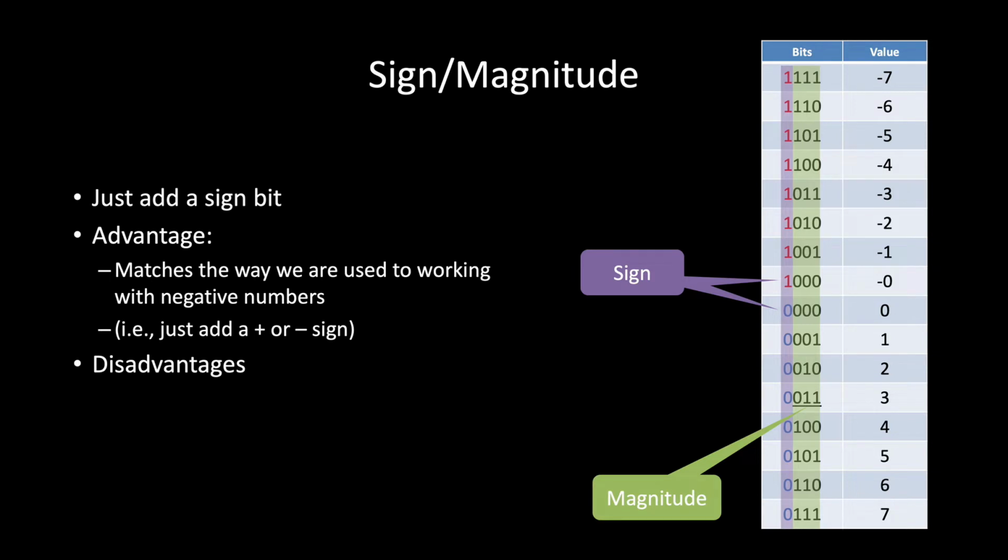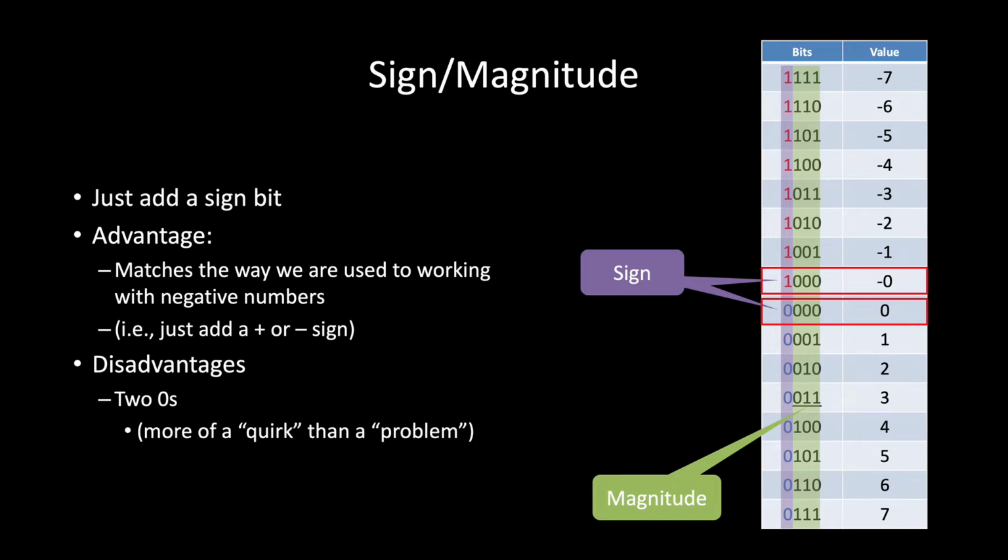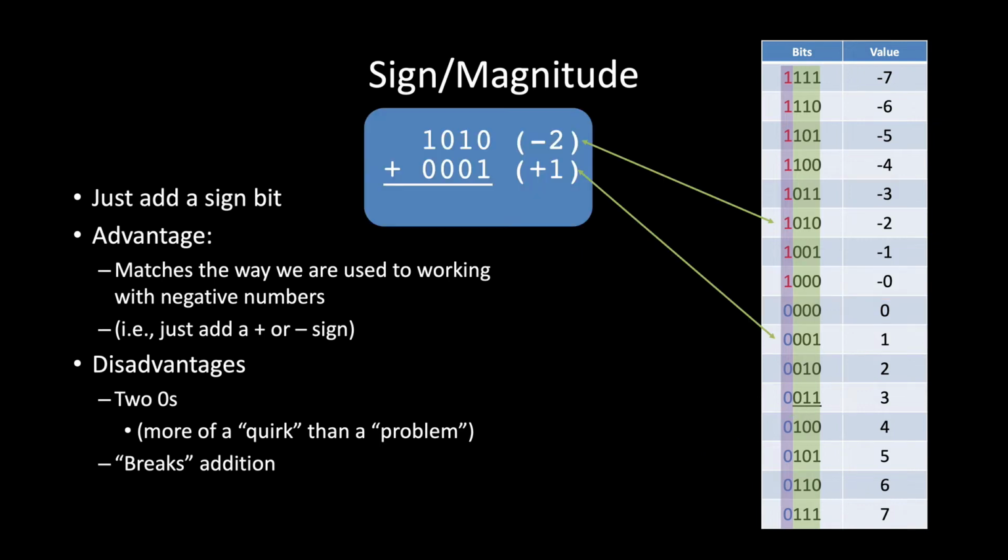The first thing most people notice is that there are 2 bit patterns that both represent 0. In my opinion, this is more of a quirk than a problem, but it's still worth noting. The bigger issue is that sign magnitude breaks addition. And by breaks, I mean that the traditional longhand algorithm that we base the ripple carry adder on doesn't work. For example, look what happens when we use the traditional algorithm to add negative 2 plus 1. The resulting answer is negative 3, not negative 1.